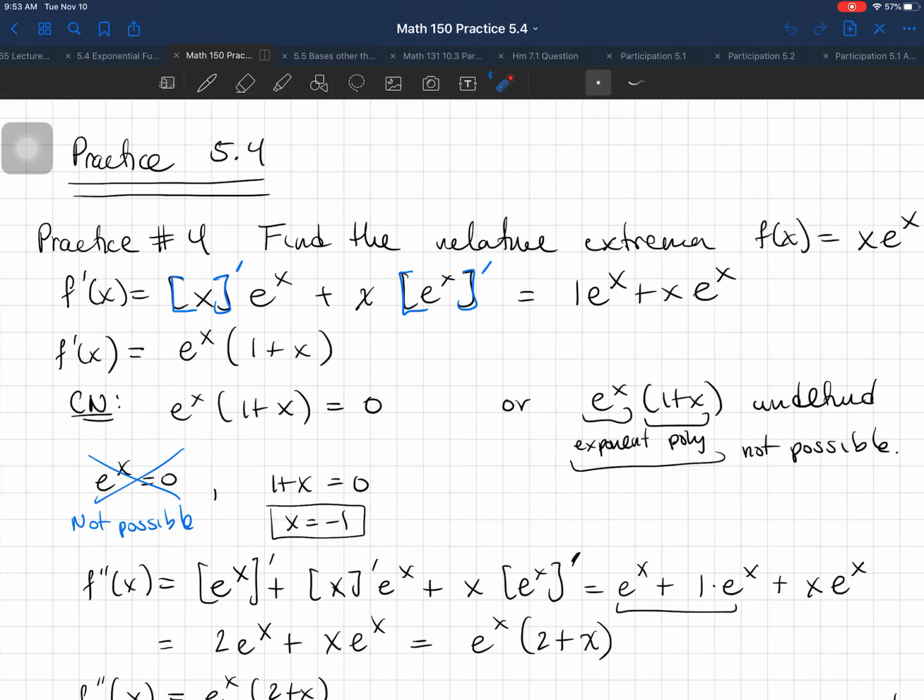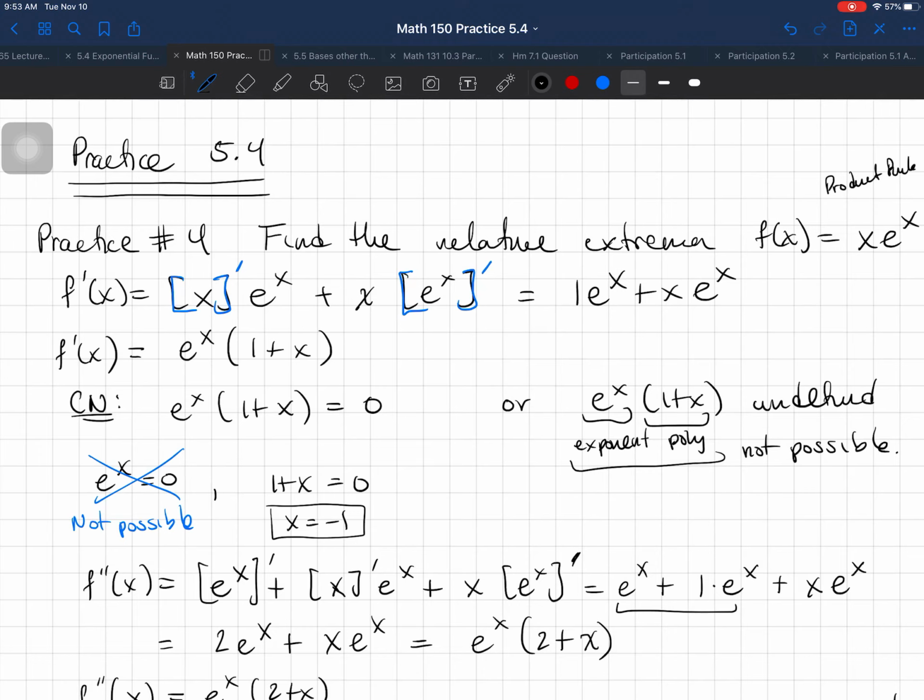The derivative of this, well, if we notice, first of all, that this is a product function, right? This is a function of x times a function of e to the x. So if you guys are thinking about product rule, good job. We need to use product rule to find the derivative of this.